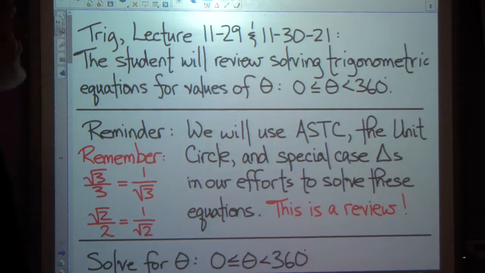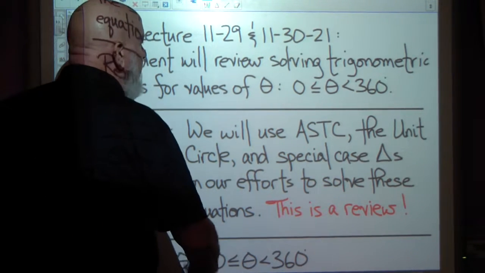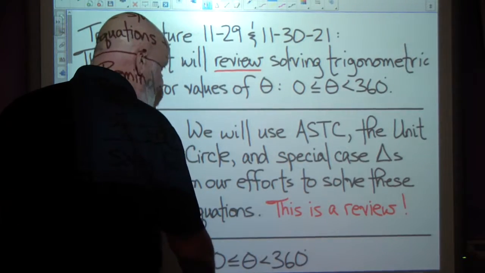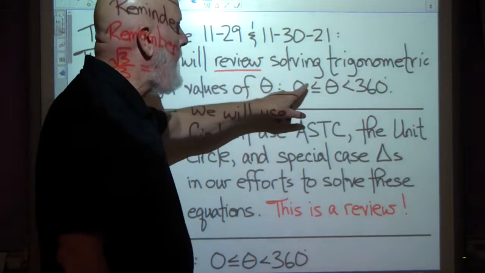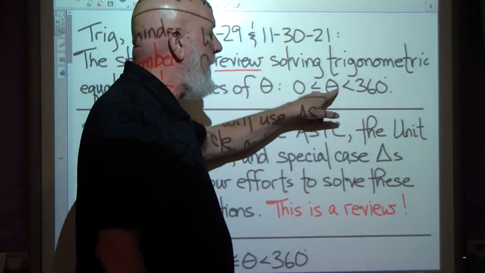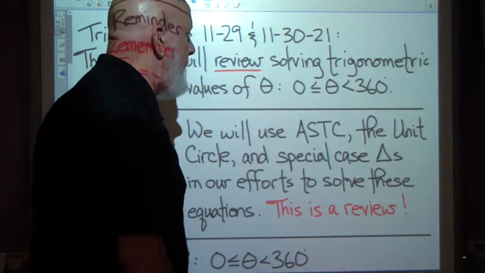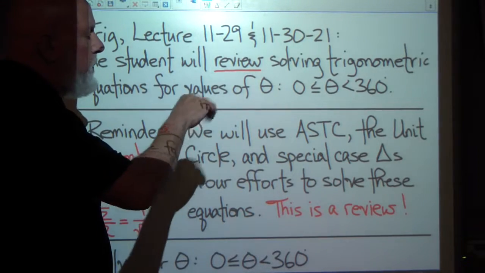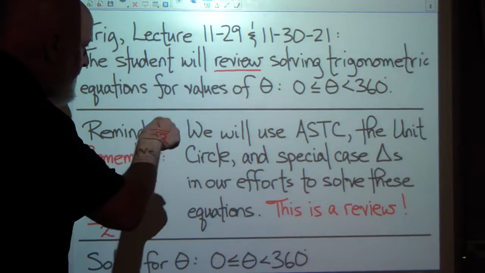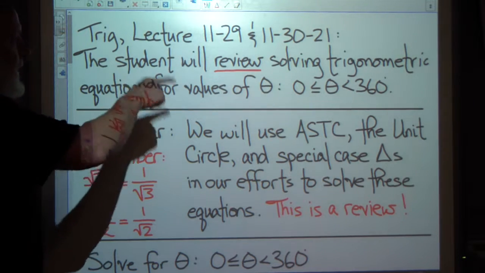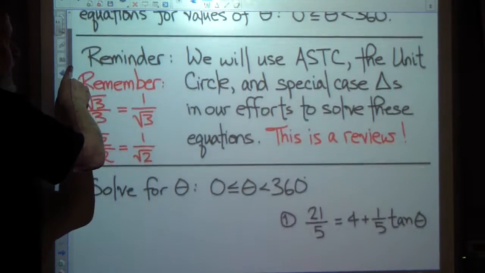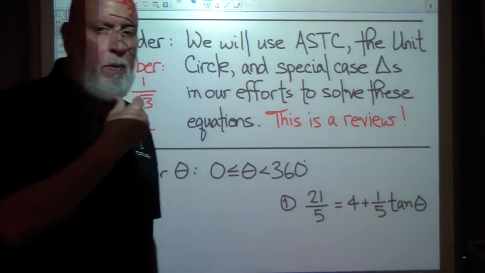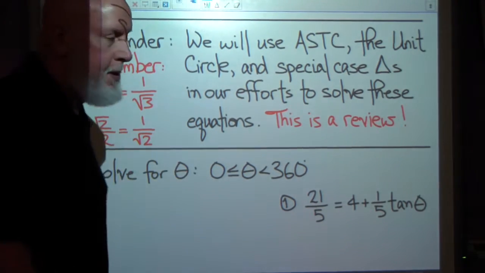The student will review, operative word, review solving trigonometric equations for values of theta such that 0 is less than or equal to theta, which is less than 360 degrees. So we're going to be limiting ourselves to one trip around the axes, so to speak. And we're going to be doing the same thing we've done in the past. Why we're having a review of this, we may never know.